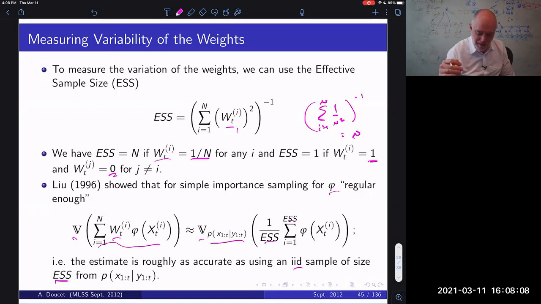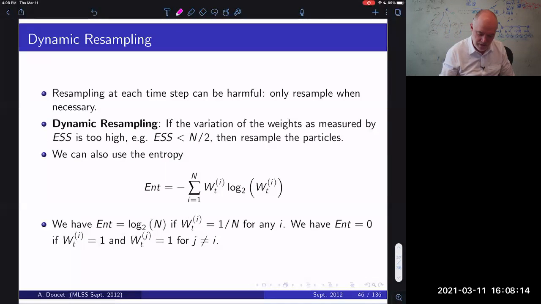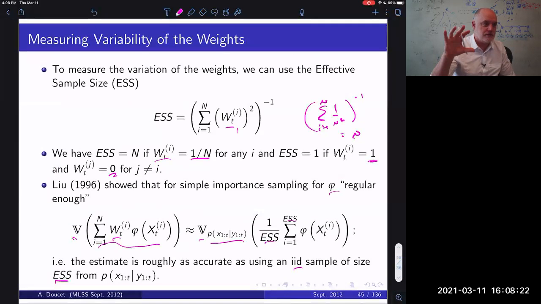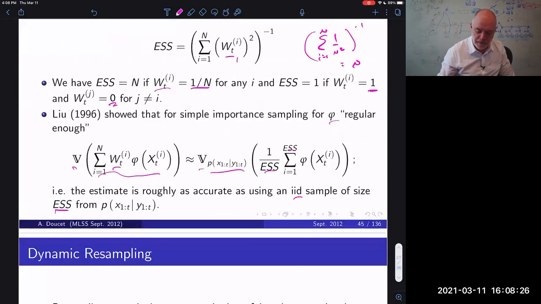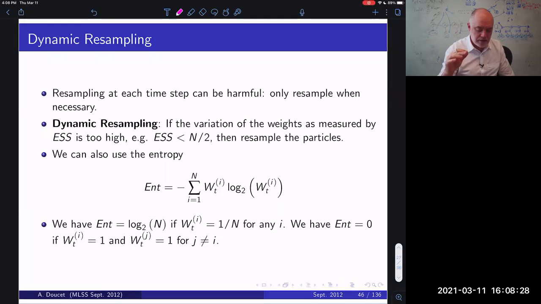So I forget what the target is. Usually you target an ESS of like n/2. I think maybe that's on the next slide. Yeah. So a typical thing to do is to monitor ESS as you're going, which is obviously an easy thing to do. You just keep track of your normalized weights and compute ESS as you go. And if ESS drops too much, in other words, you're wasting half of your computation effectively, your effective sample size is n/2, then resample.